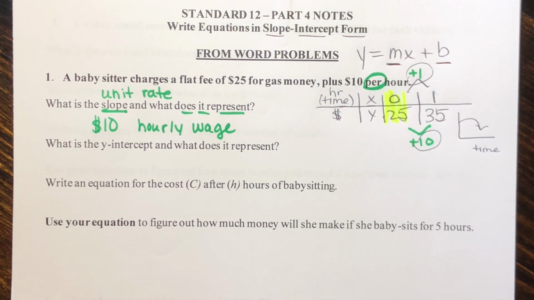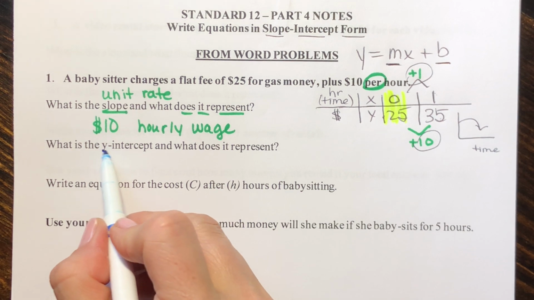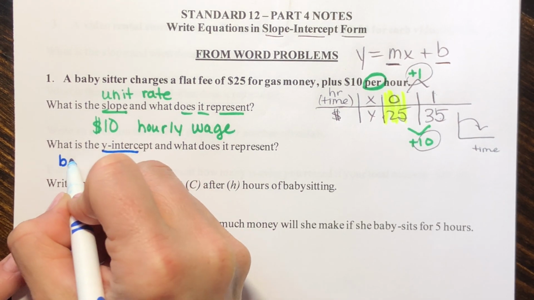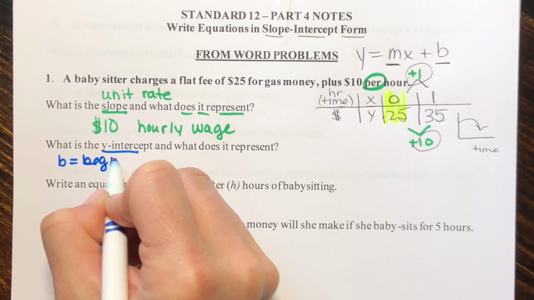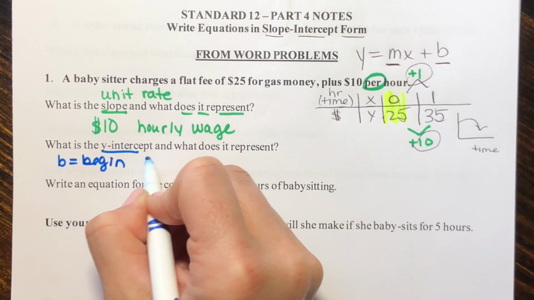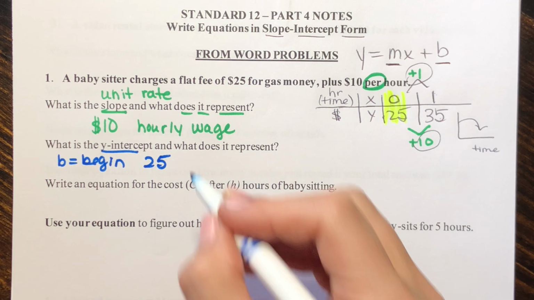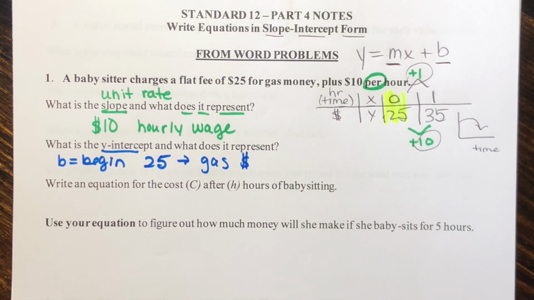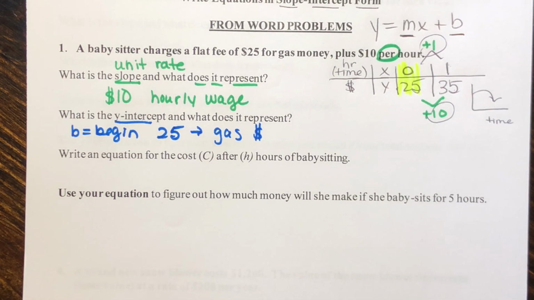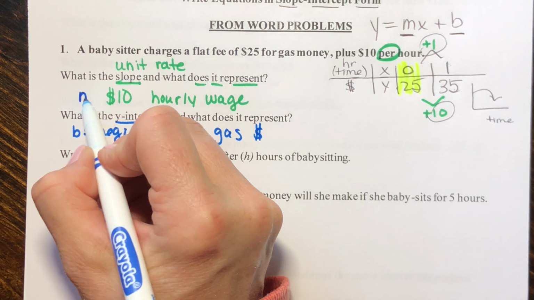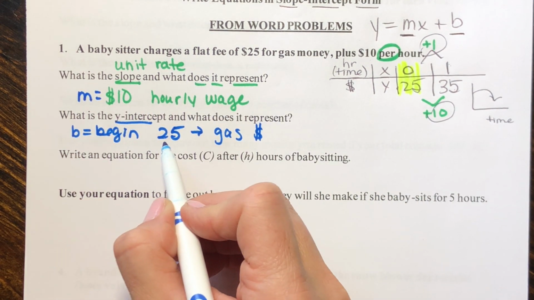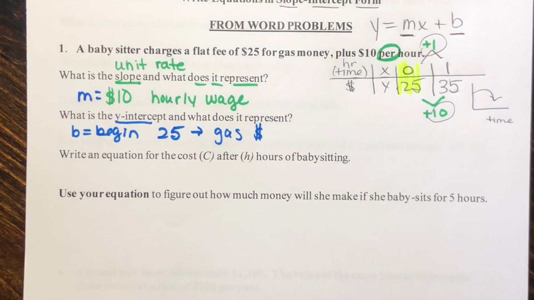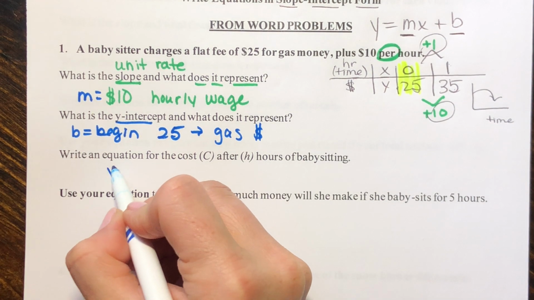And so then that means, what's the y-intercept? The y-intercept, remember, they use b for a reason, because b stands for what is my beginning value. My income began at 25. And the 25 value represents the gas money that they gave me that I began my shift with. Does that make sense? Okay. And so guess what? I have m, it's 10. I have b, it's 25. I have everything I need. Actually, here's what we're going to do. We're going to go ahead and write this equation like this, like we're used to.